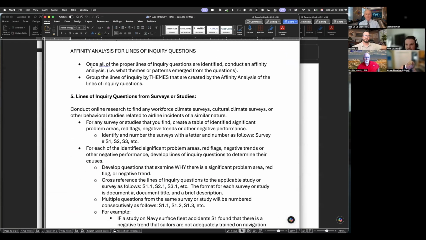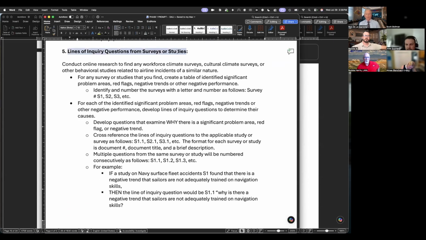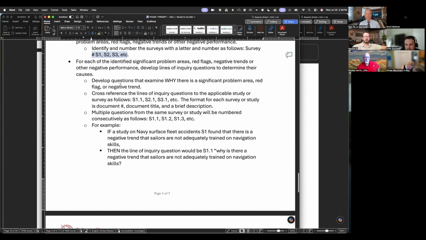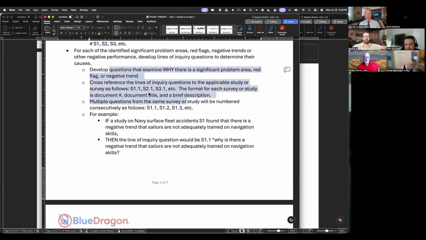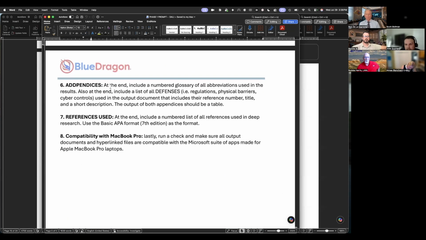And then affinity analysis, I like to group them. So I always say, hey, group them by themes. And also, finally, I want you to look for behavioral stuff. Look for surveys. Look for studies on this particular topic. Number them S1, S2, S3. Right? And then examine, and for trends and information that you find interesting, write me some questions. Okay. And then I want a glossary. I want a list of all the defenses, all the references used in the APA 7 format, and I want it to be compatible with MacBooks. So it's kind of a little thing that I learned, right?